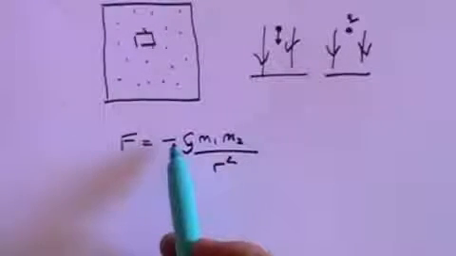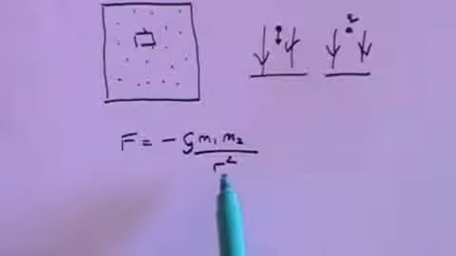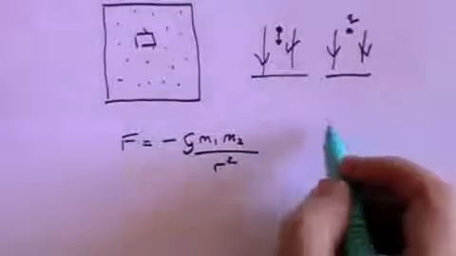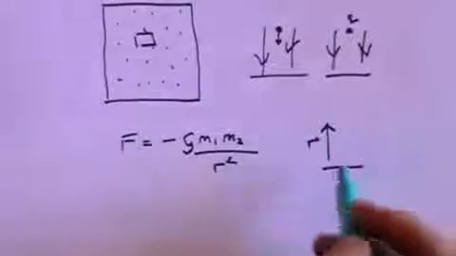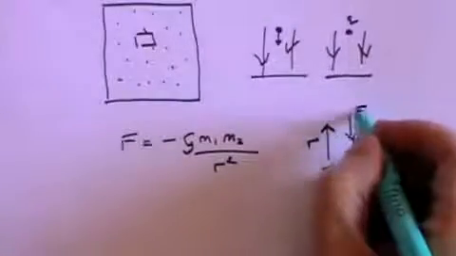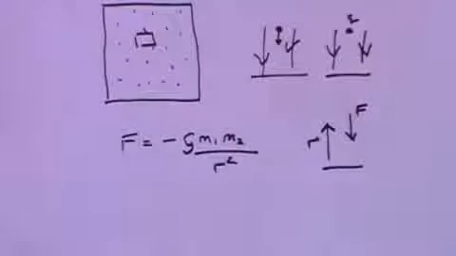Why is it minus? Because the force operates in the opposite way to the distance. So for example, if you're standing on Earth and you're above the Earth by a distance of r, then r is measured upwards, but the force will act downwards, and that's the reason for this minus term here.